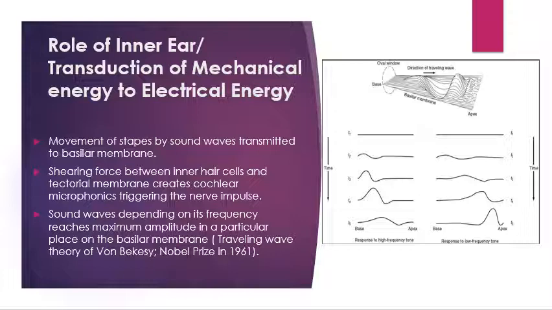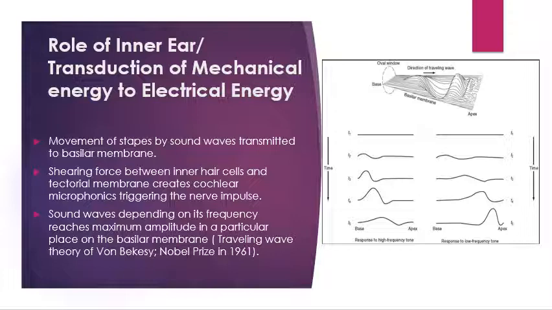Now, the first thing that is required is the movement of the footplate of the stapes by the sound. This movement of the footplate of the stapes will transmit the vibration to the basilar membrane, and this basilar membrane vibration will produce a shearing force between the tectorial membrane and your inner hair cells. When this shearing force is created, the potassium ion channels will open up. Then potassium ions from the endolymph will enter inside the inner hair cells, thereby creating the cochlear microphonics, that is, a change in the potentials. So this is going to trigger a nerve impulse.